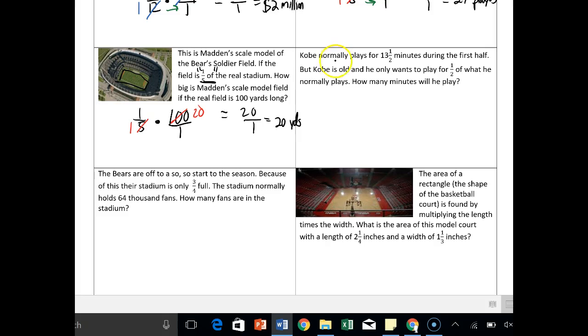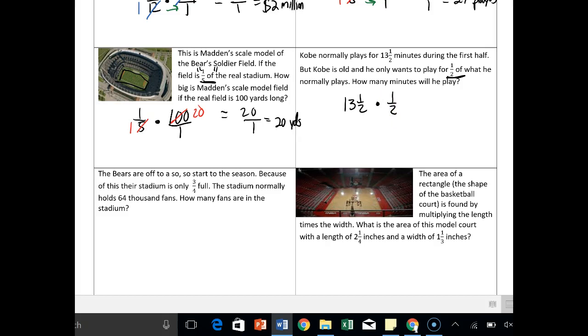Okay. So Kobe normally plays for 13.5 minutes during the first half, but Kobe is old. This is back when he used to play, and he only wants to play for half of what he normally plays. How many minutes will he play? So half of what he normally plays. He normally plays 13.5 times, now he only wants to play half of that, right?